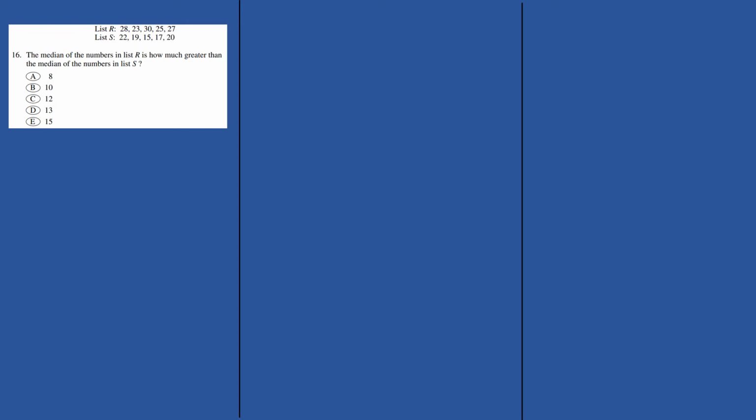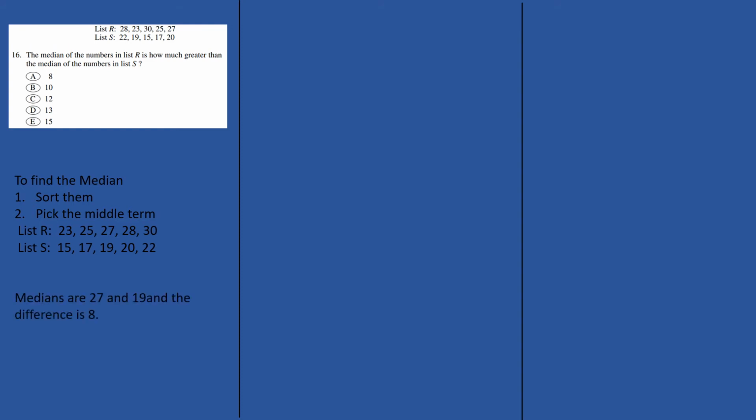In this question, we have two lists and we have to find the median for both the lists R and S, and then we have to find the difference between those two. So whenever we find a median, we have to sort them out first and then pick the middle term. So when we sort the first list and the second list, you can rewrite them in ascending or descending order. Then when you pick the middle term, the medians are 27 and 19 and the difference is 8, and hence the answer is A.